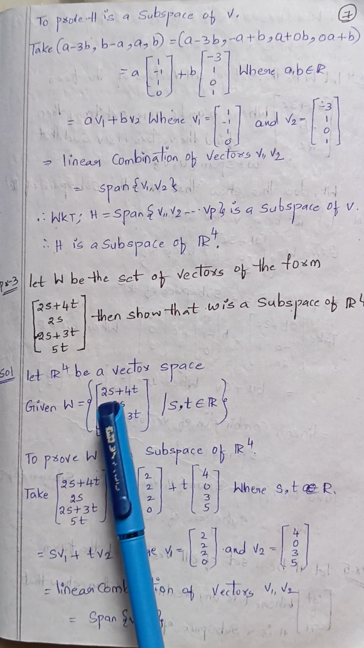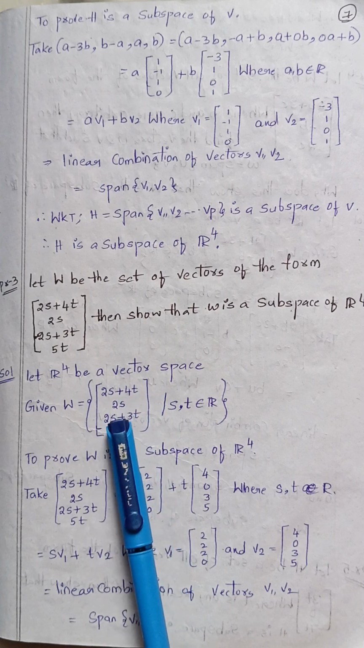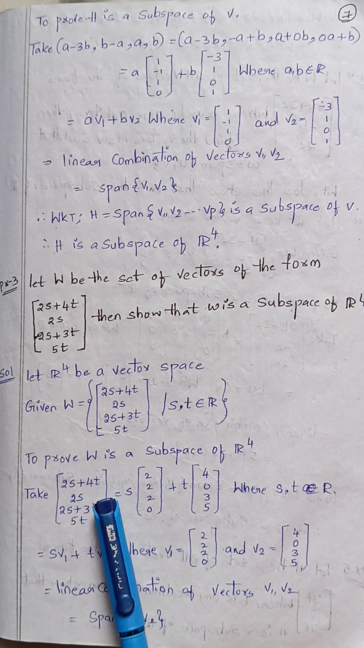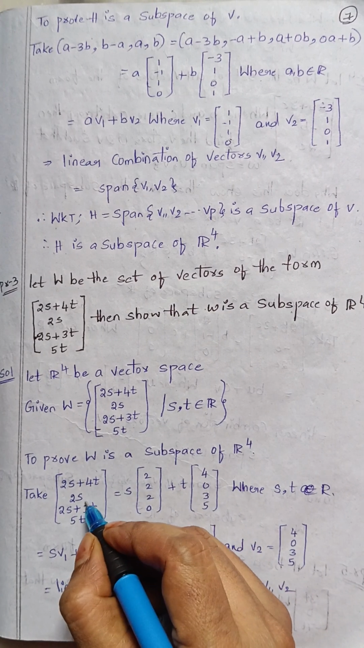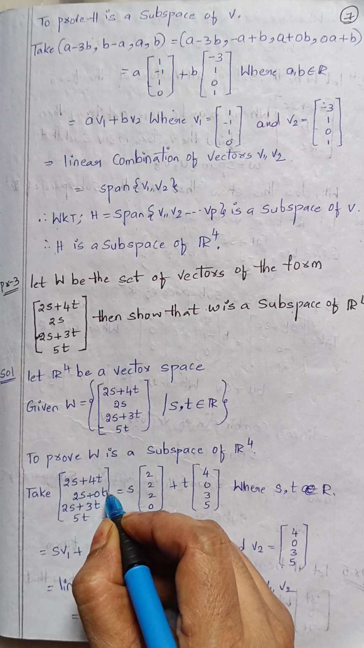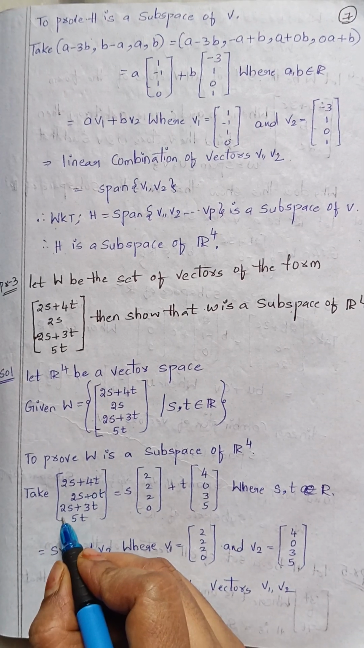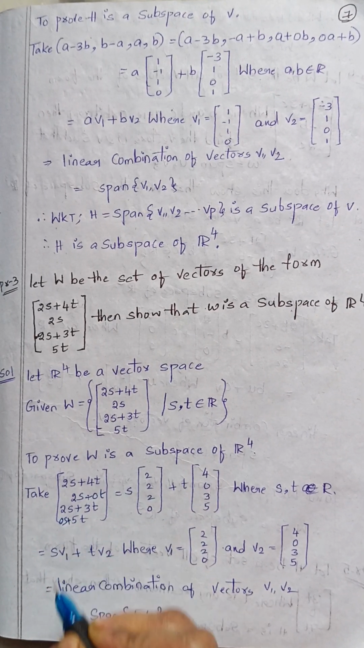So let us check. Now, take here the s term and the t term. Here the s term is there, but the t term is not there, so we can write 0 plus 0t. Here s is not there, so we can write 0s plus t.